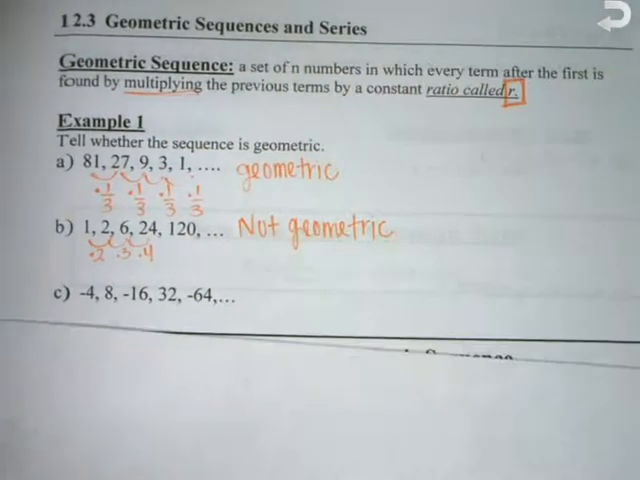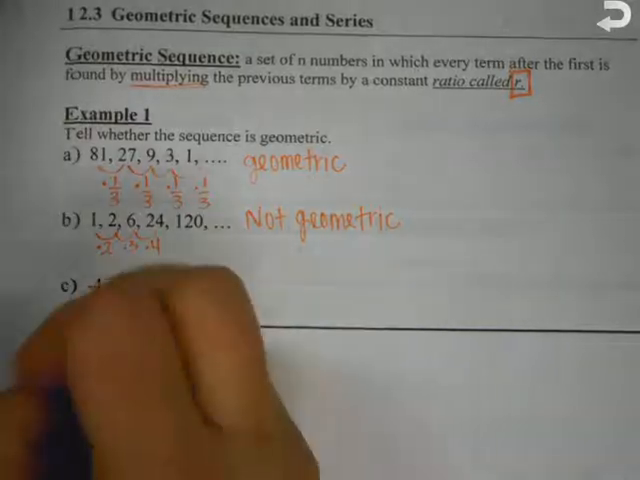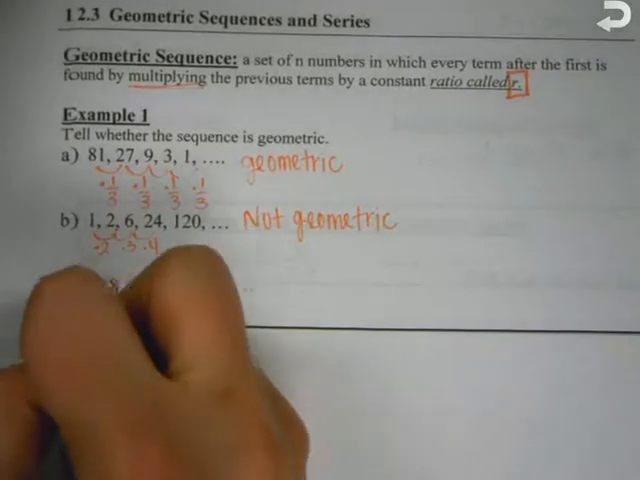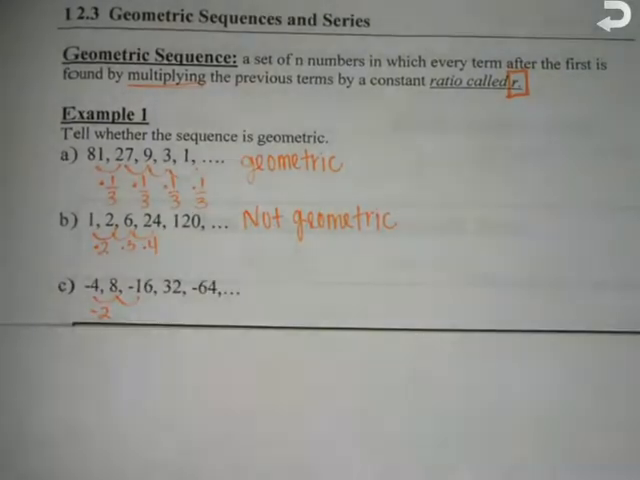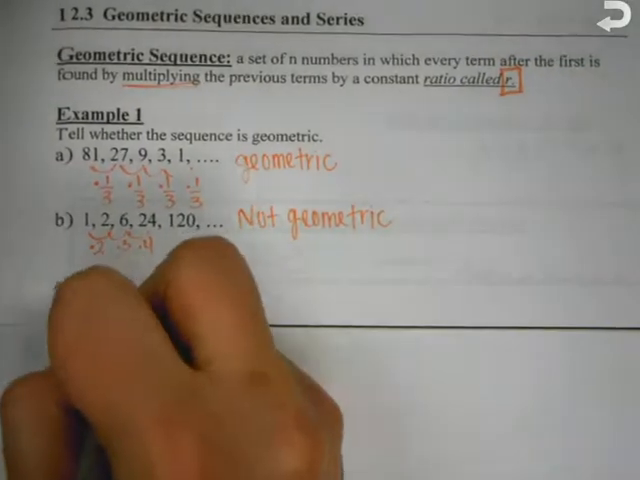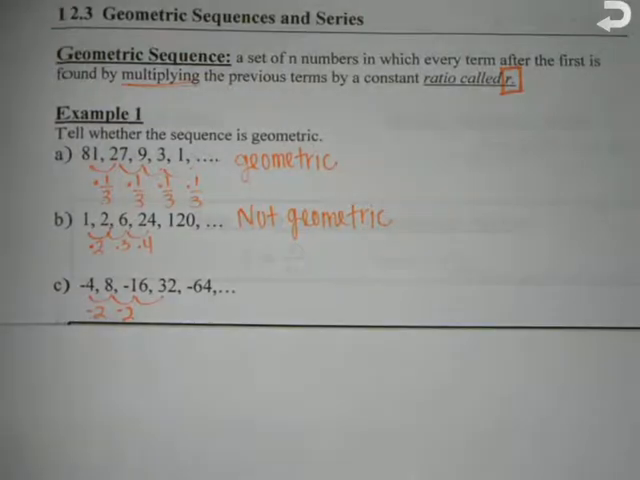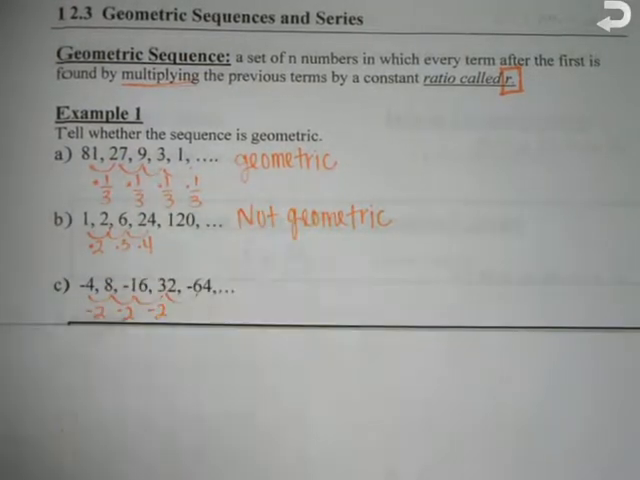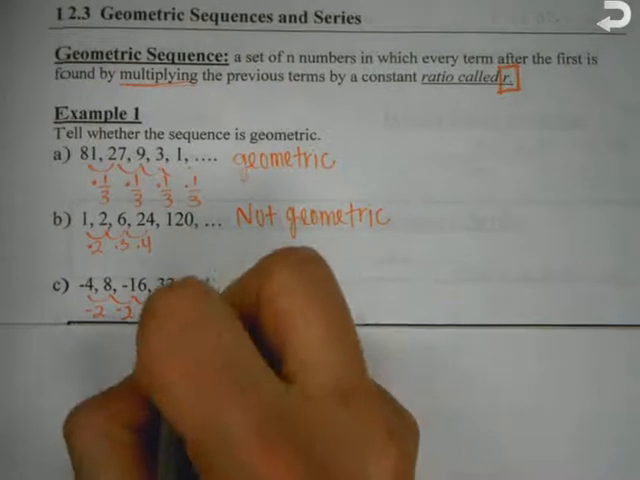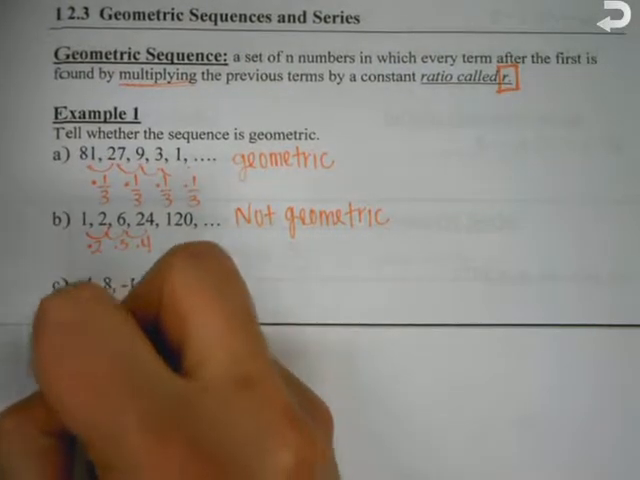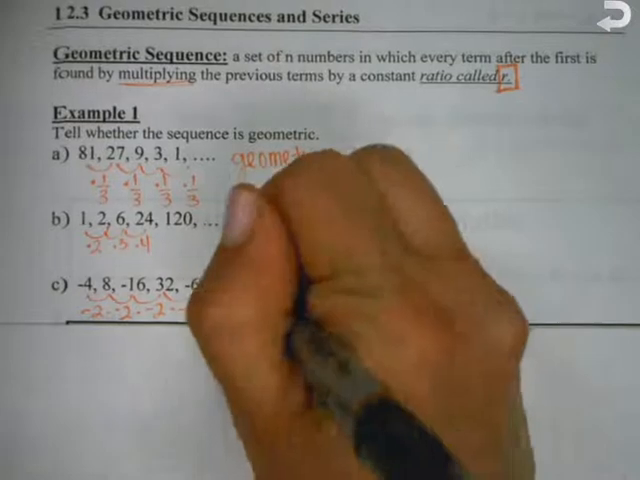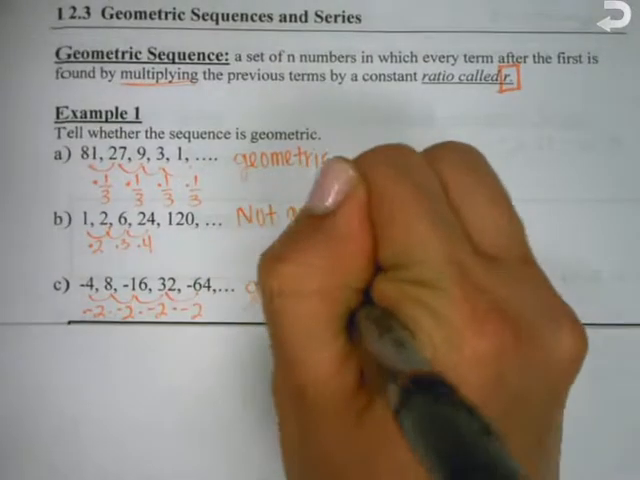What about part C? I'm multiplying by what to get from -4 to +8? -2. What about from +8 to -16? -2. How about from -16 to 32? -2. And +32 to -64? -2, multiplying, right? So is this one geometric? Yes. Okay, make sense so far?